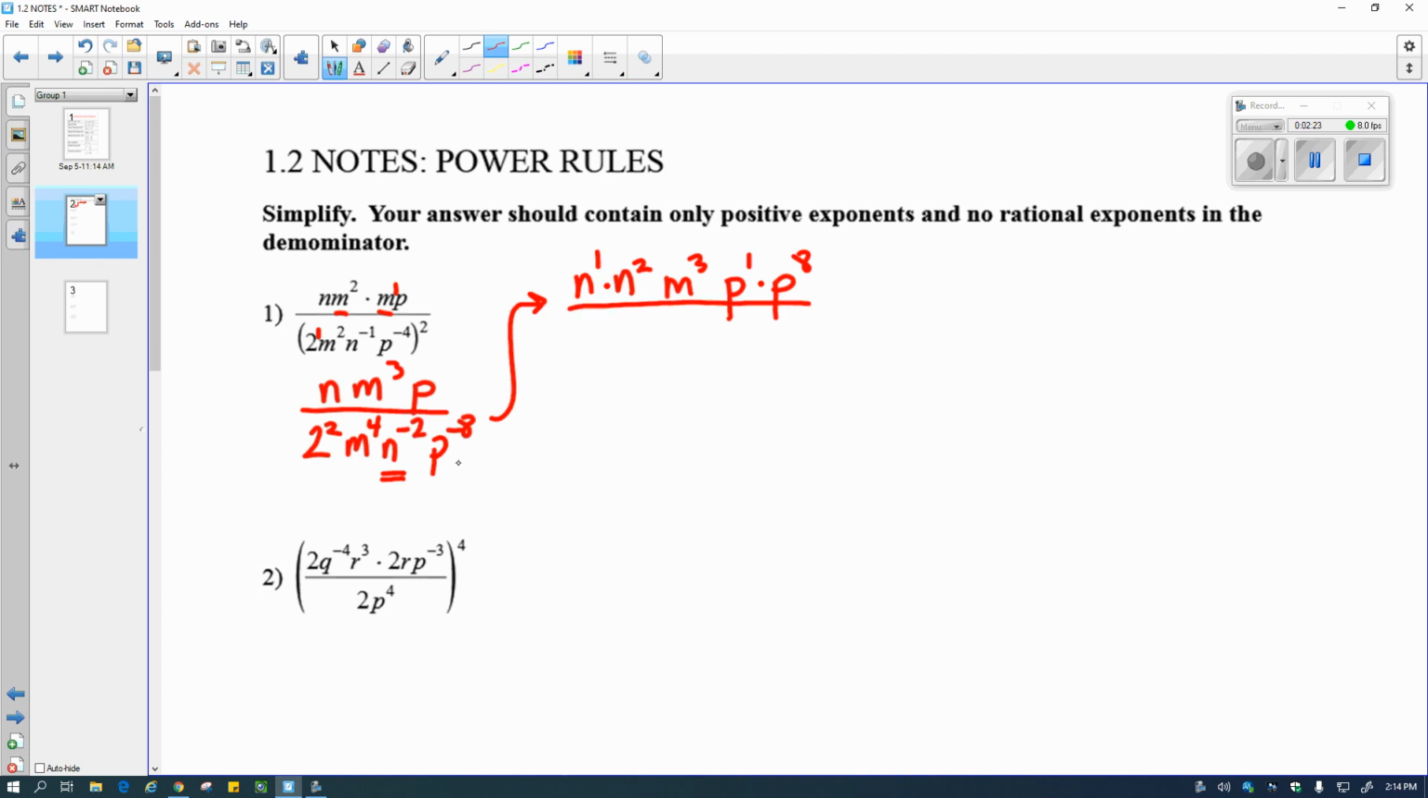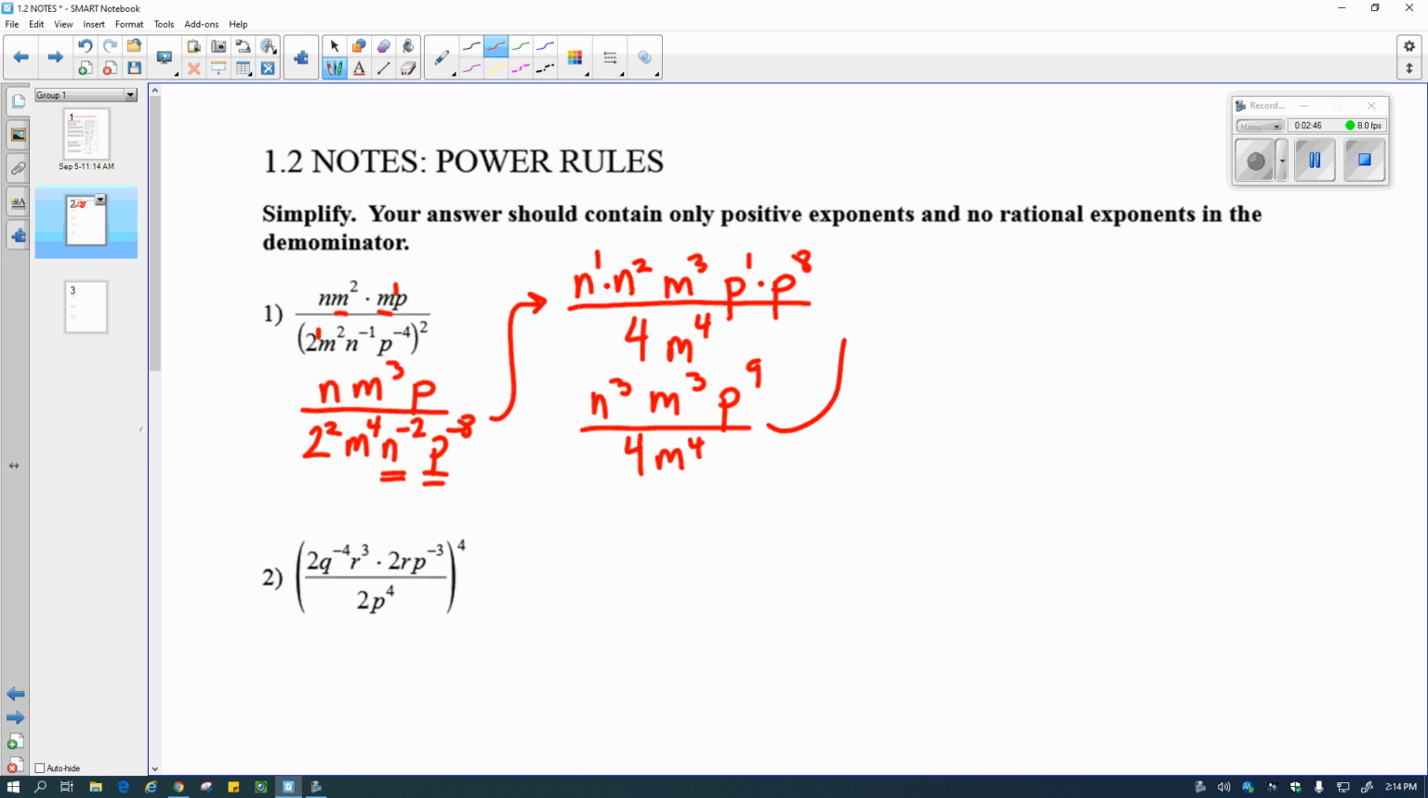So these two things here that I'm underlining, the n to the negative second, p to the negative eighth, moved up to the top. And then on the bottom, I could write it as 4. 2 squared is 4, m to the fourth. So I have n cubed, m to the third, p to the ninth, over 4m to the fourth.